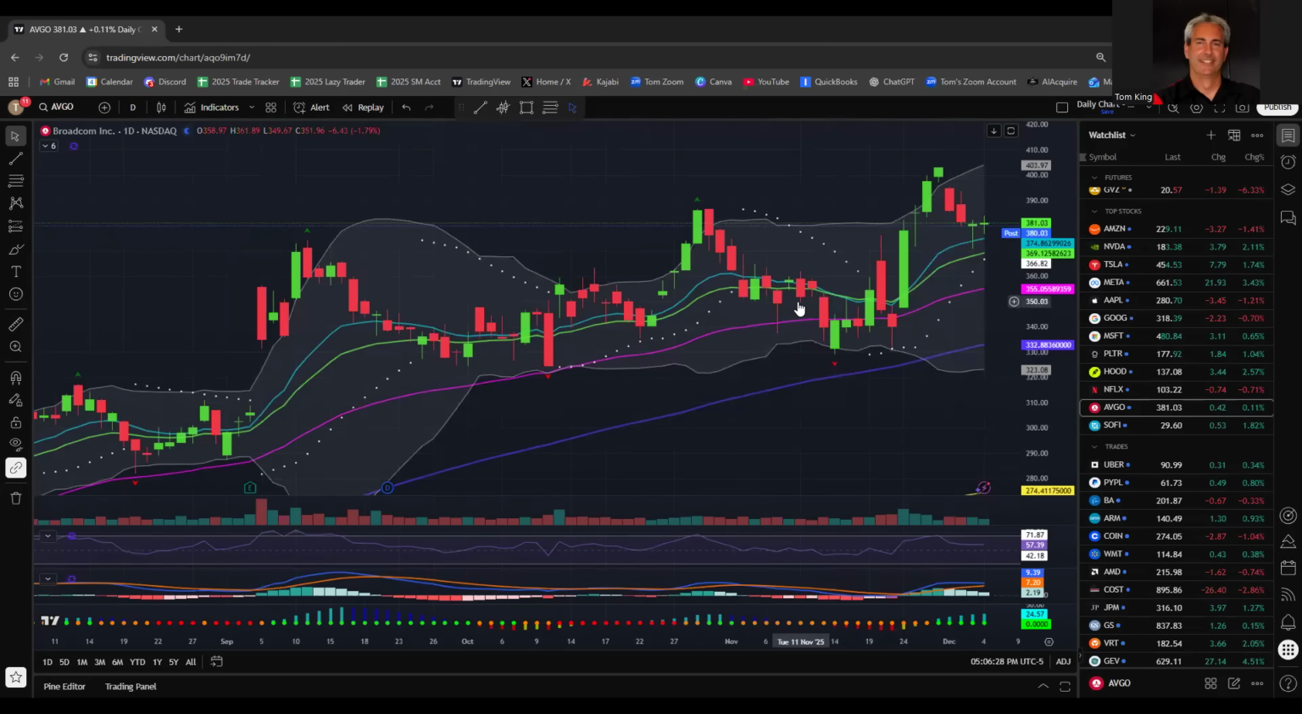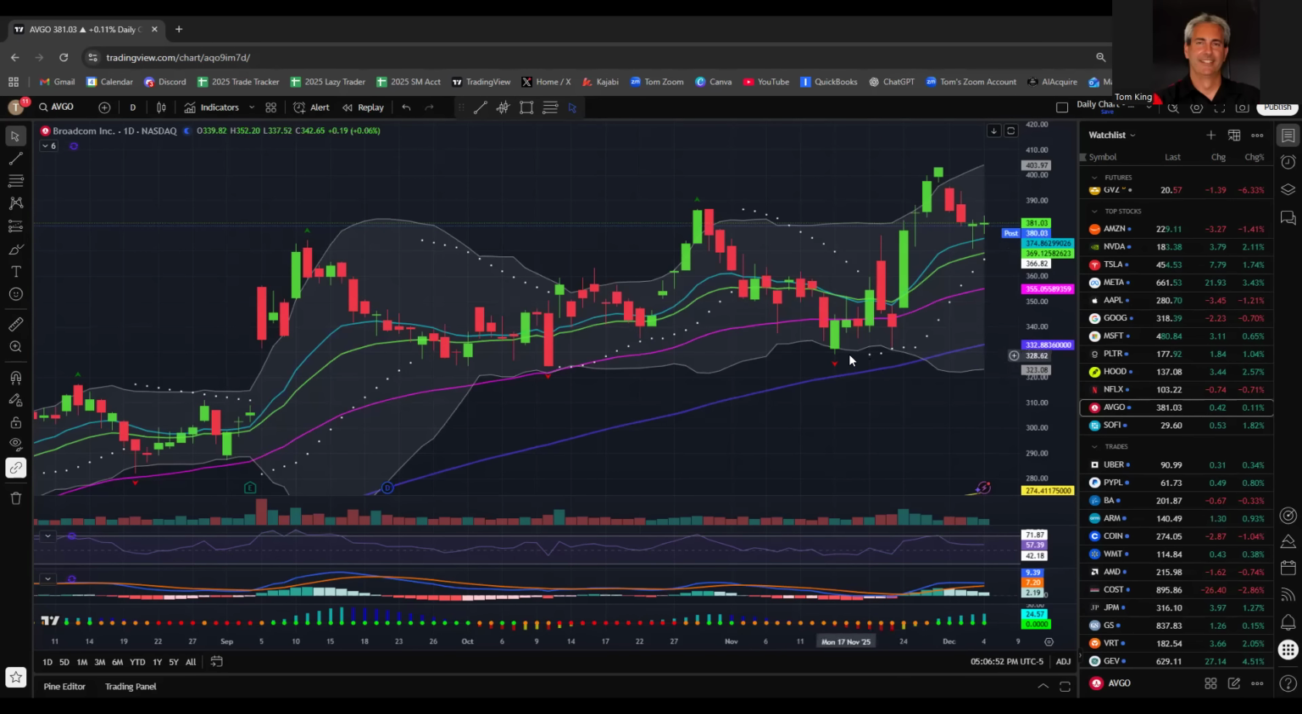AVGO, love this one. Okay, so Broadcom, great 1-1-2 opportunity. Again, we've just pulled back to the 21. Bullish PSAR, RSI above 50, 8 above the 21, stock above both, on a nice pullback. And maybe if we get any more pullback tomorrow, this will be an even better setup.